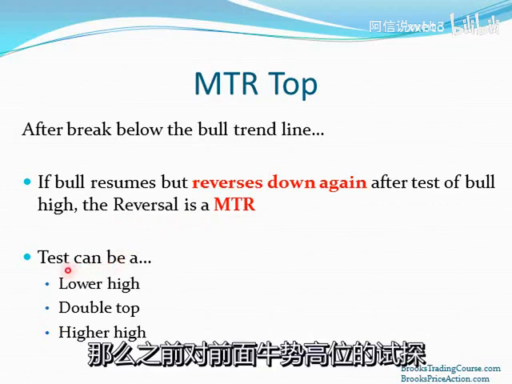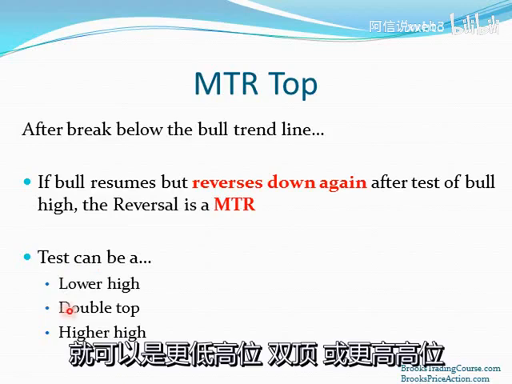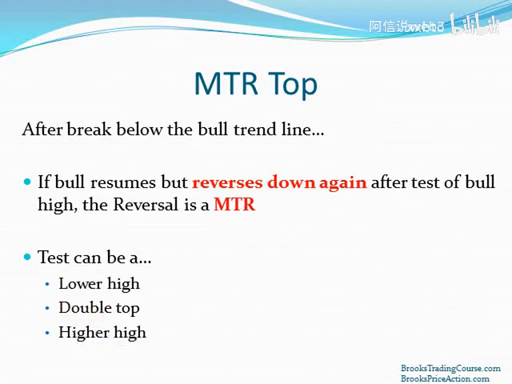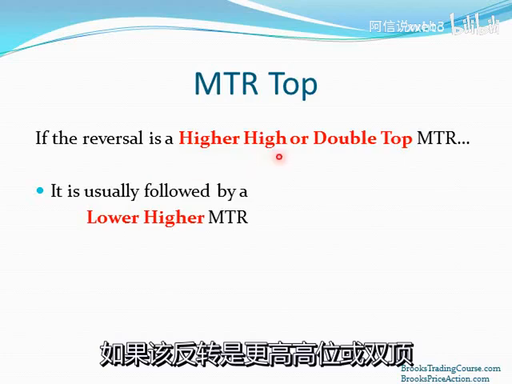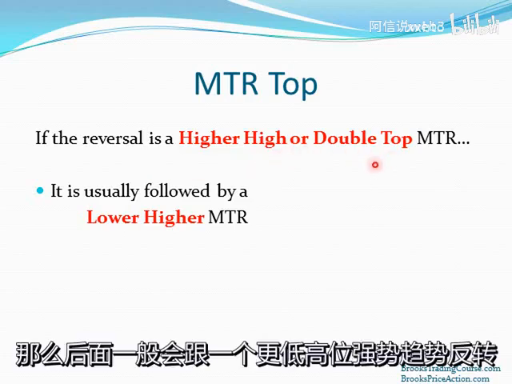And again, the test of the old bull high can be a lower high, an exact double top, or a higher high. If the reversal is a higher high or a double top, it's usually followed by a lower high major trend reversal.